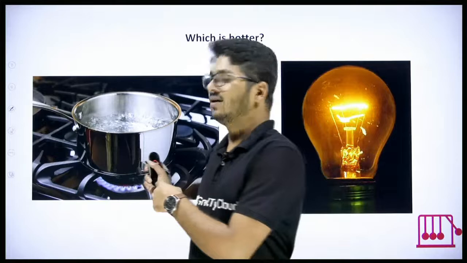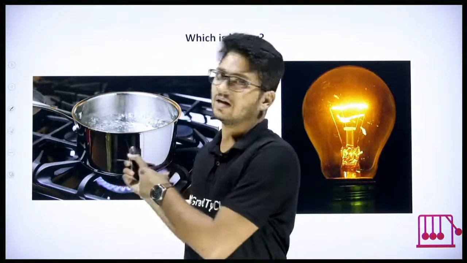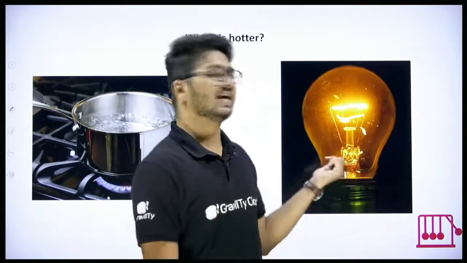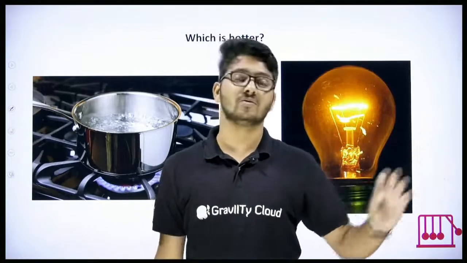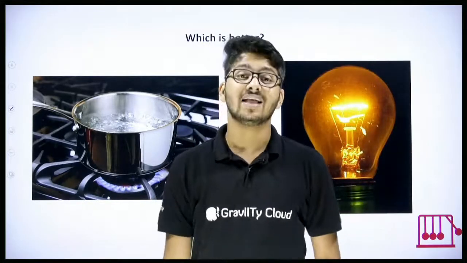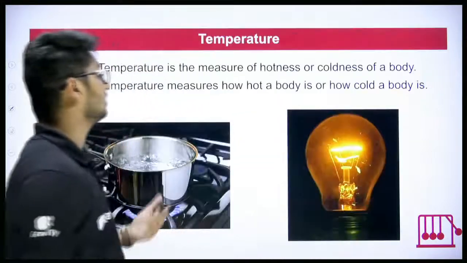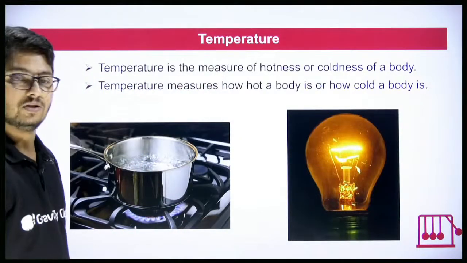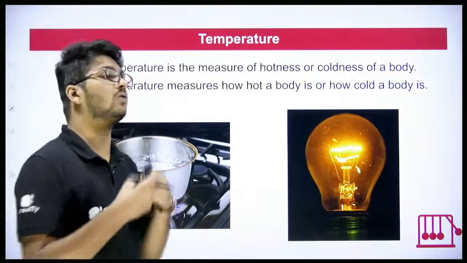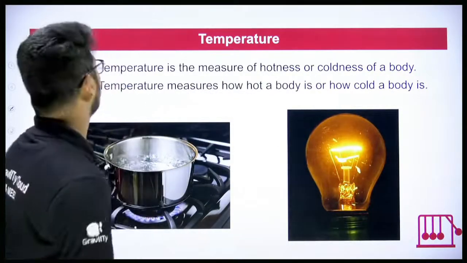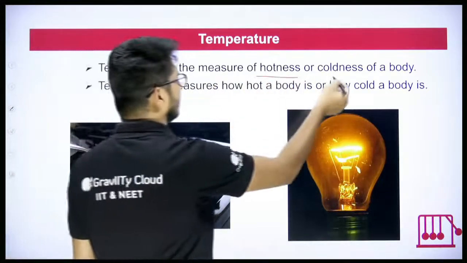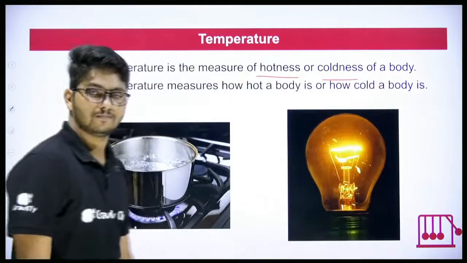See, if I touch this boiling water, I'll feel hot. If I touch this, I'll again feel hot. But I cannot say which is hotter only by touching. Very difficult. So for those purposes, we define temperature. So using temperature, we can say how hot an object is or how cold an object is. Temperature is a measure of hotness or coldness of a body.